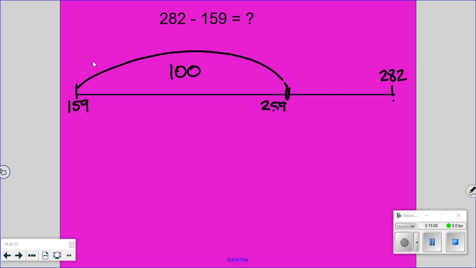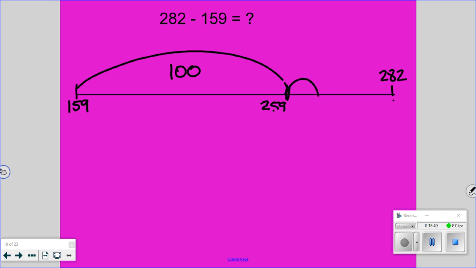Can I do another 100 hop? Make sure you tell me what's 100 more than 259. Paxton? 359. Is 359 going to go anywhere in this space? No. So I cannot do 100 hops. It would be too much. Can I do a 10 hop? Yes. All right, let's do a 10 hop.